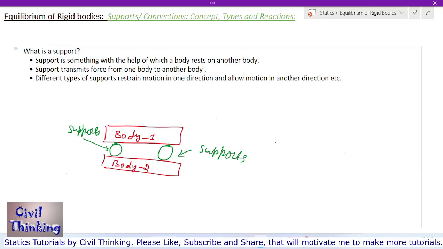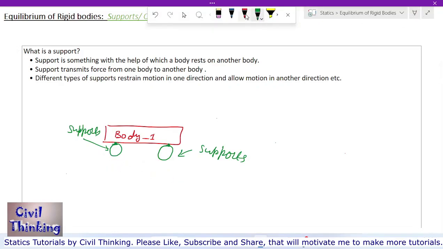Supports are generally connected to the body, and the body too can be anything. It can also be the floor surface, like this. So support is something with the help of which a body rests on another body.